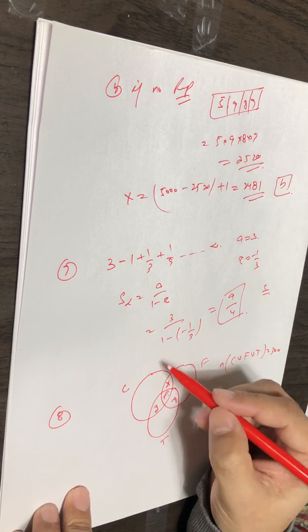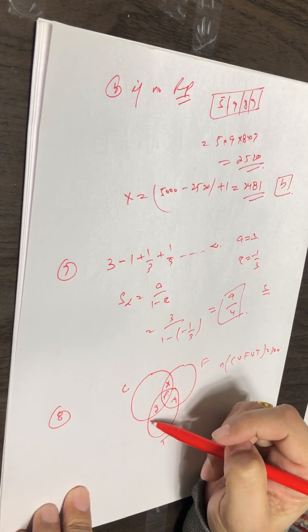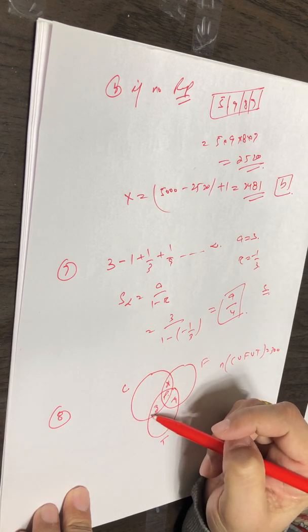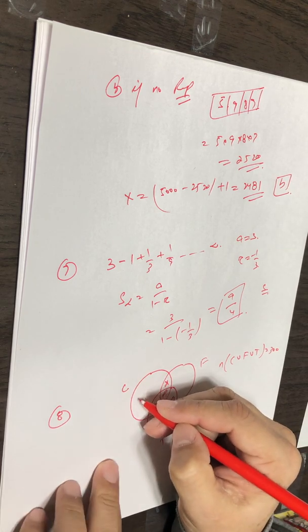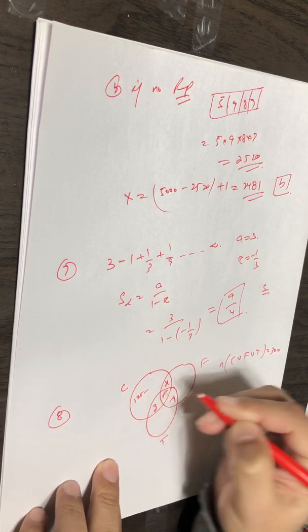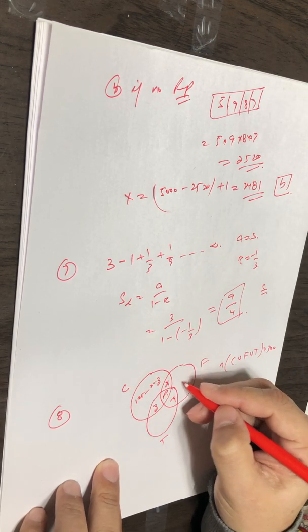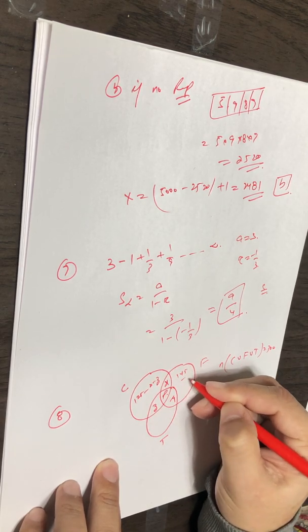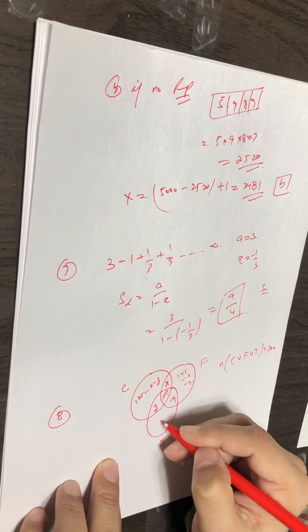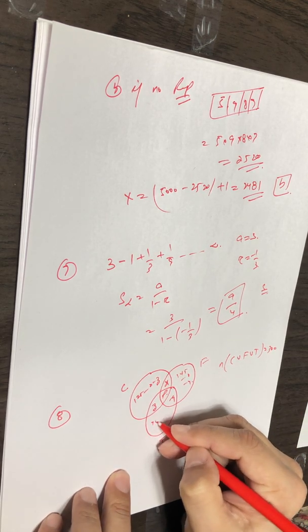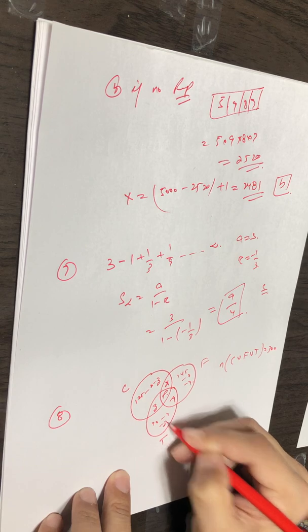Okay. So the number of students which only play cricket will be given by 125 minus X minus Z. Similarly this will be equal to 145 minus X minus Y, and this will be equal to 90 minus Y minus Z.